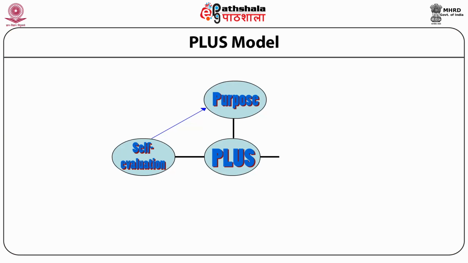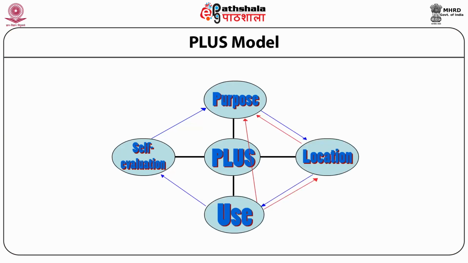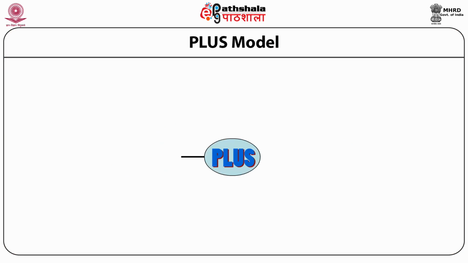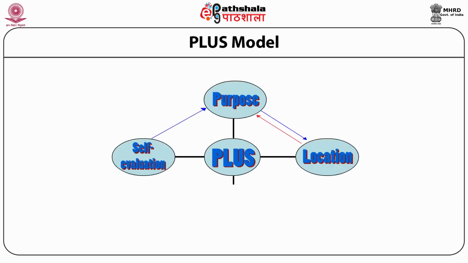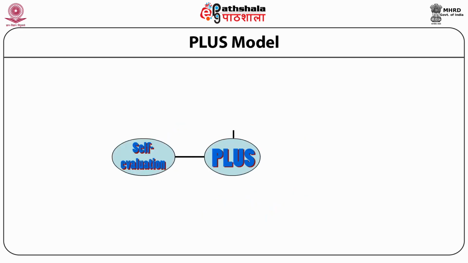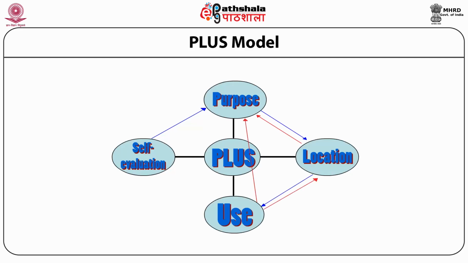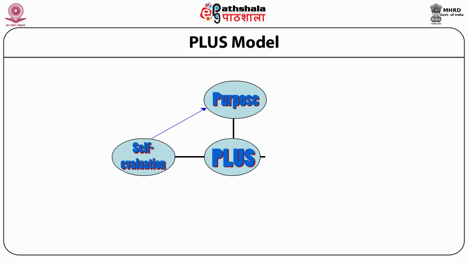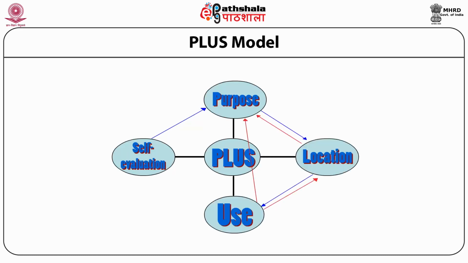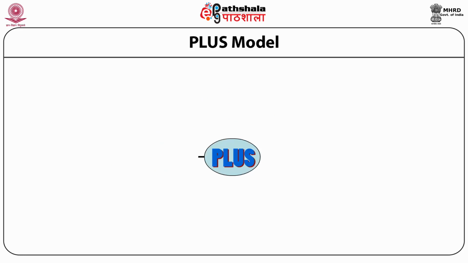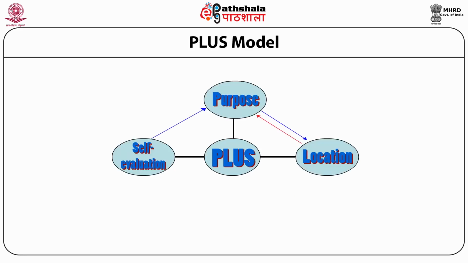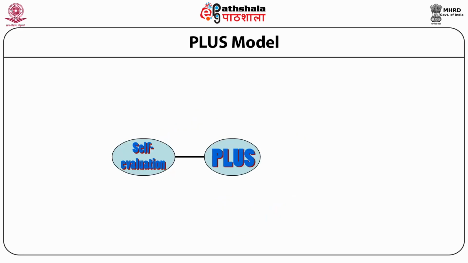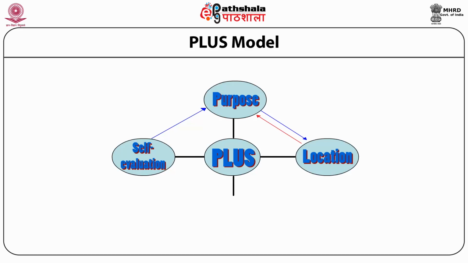The PLUS model is described as follows. The first stage is purpose. This stage includes tasks such as identifying information needs, learning to frame research questions, planning research using a flowchart, and identifying keywords. The second stage is location. This stage includes tasks such as selecting suitable information sources and locating information through library catalogs, indexes, databases, CD-ROMs or search engines.